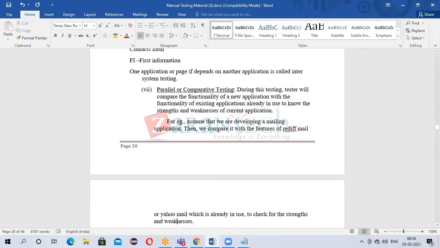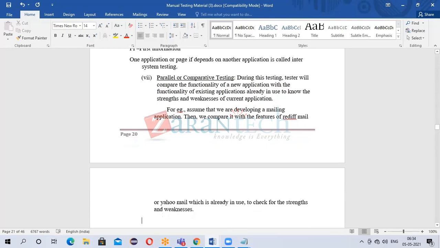And then parallel testing, or comparative testing. You read it. During this testing, the tester will compare the functionality of a new application with the functionality of the existing application already in use, to know the strength and weakness of the current application.